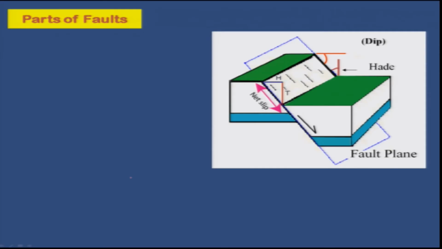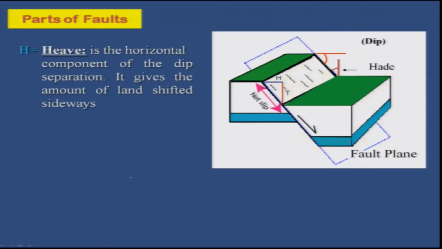Either they can be categorized as strike-slip or dip-slip faults. The parts of a fault are very similar to what we did in dip and strike. Here there are parts of faults, and we have different terms, with respect to either the horizontal or the vertical. We try to collect the maximum information on the displacement, the sense of displacement, the amount of displacement, and so on. First, coming to the heave: here H denotes the heave, and this is the horizontal component of the dip separation.